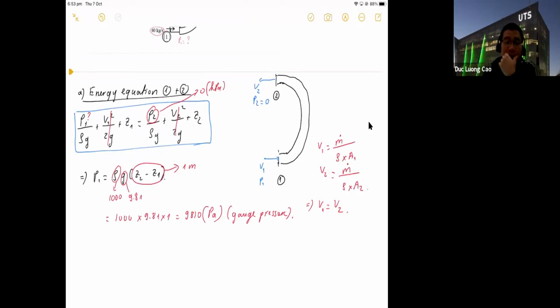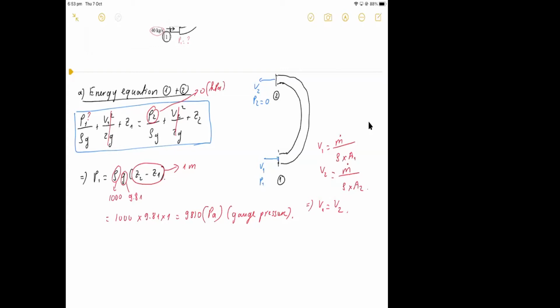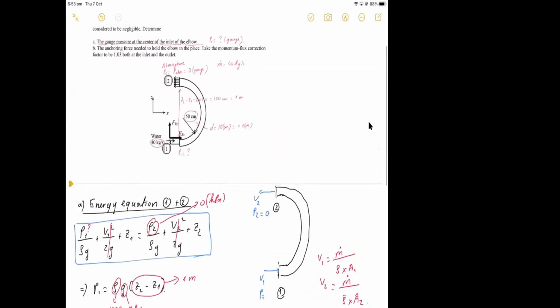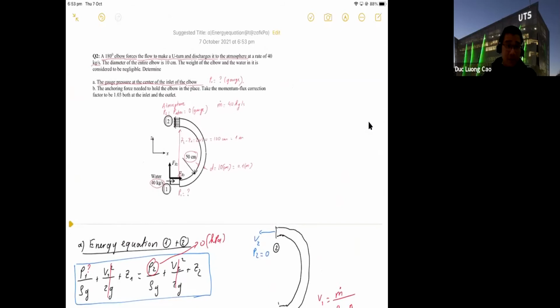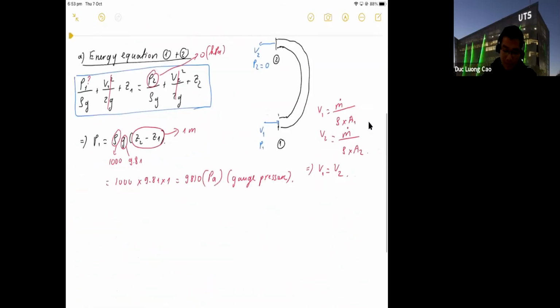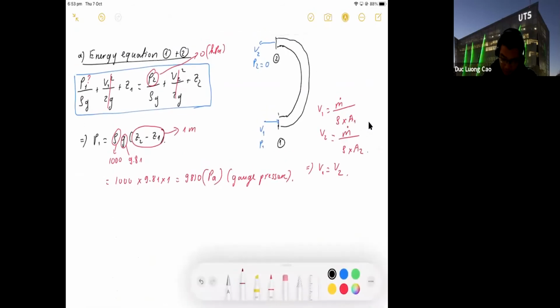We studied the energy equation last week. Do you have any questions? No? Okay, so question A is easy. Question B: you find the force needed to hold the elbow in place. I will try it again.